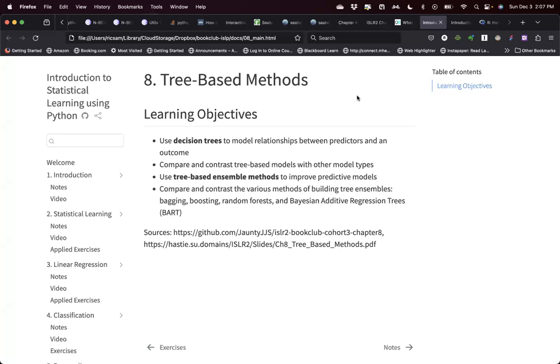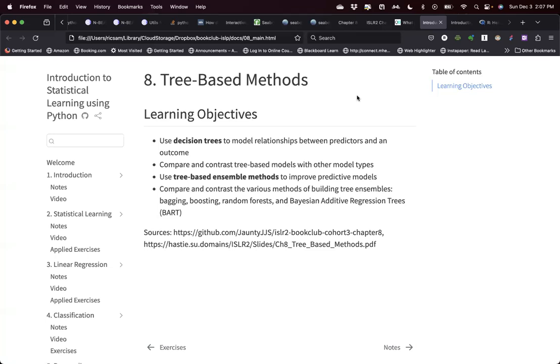Okay, so let's start. All right, so welcome again to the Introduction to Statistical Learning Using Python. We're in Chapter 8, which is titled Tree-Based Methods. So the learning objective is to familiarize ourselves with the concept of the decision trees algorithm to model relationships again between predictors and an outcome or response.